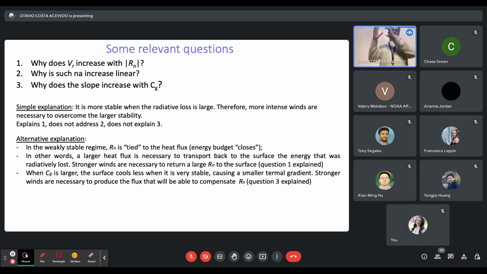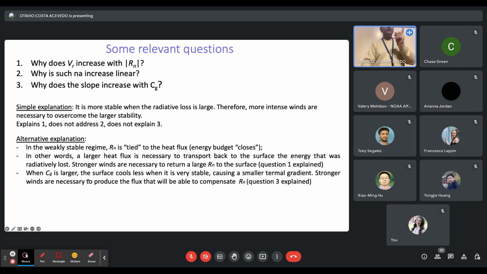So let's simplify and say that a constant fraction of the net radiation is the heat flux. You say a constant Bowen ratio or something like that. That's in the weakly stable regime, because that's when the wind speed is supplying the energy for the heat flux to be a constant fraction of the net radiation. Therefore, larger heat flux is necessary to transport back to the surface the energy that was radiative loss, as I mentioned before. And you need stronger winds to return net radiation to the surface. Explains the first question, okay.